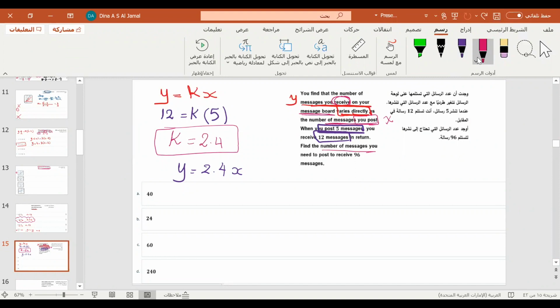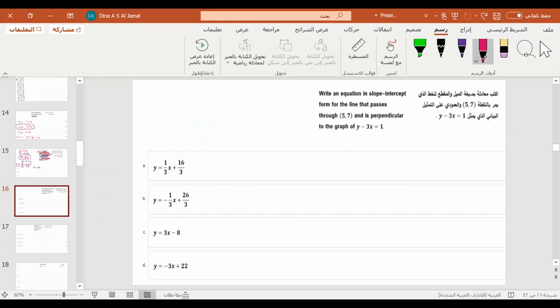Find the number of messages that you need to post to receive 96 messages. That means he would like you to find x. Substitute, solve this equation. Your x will be all about, divide by 2.4, divide by 2.4, your x will be 40. So you need to post 40 messages in order to receive 96 messages.